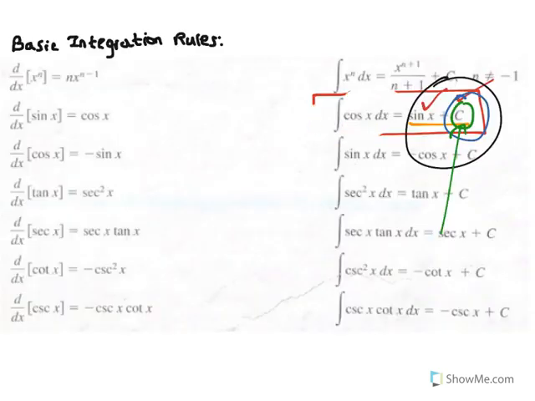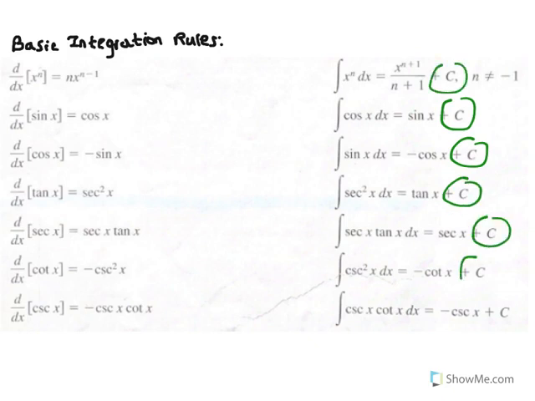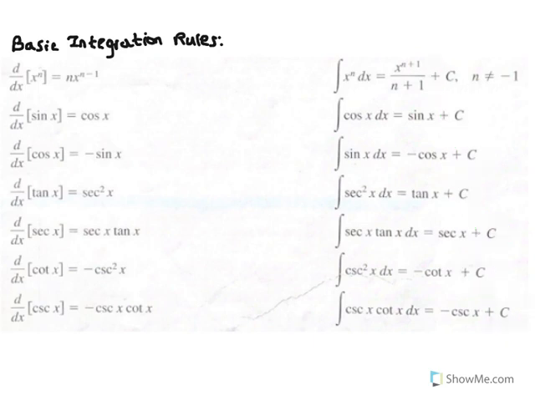So when you're finding an antiderivative, you need to include a constant of integration, as you see in all of these basic integration rules, to indicate that you not only have a single function that's an antiderivative, but a family of antiderivatives, each member of the family differing by the value of the constant of integration. Make the observation that these basic integration rules correspond to differentiation rules that we learned earlier.